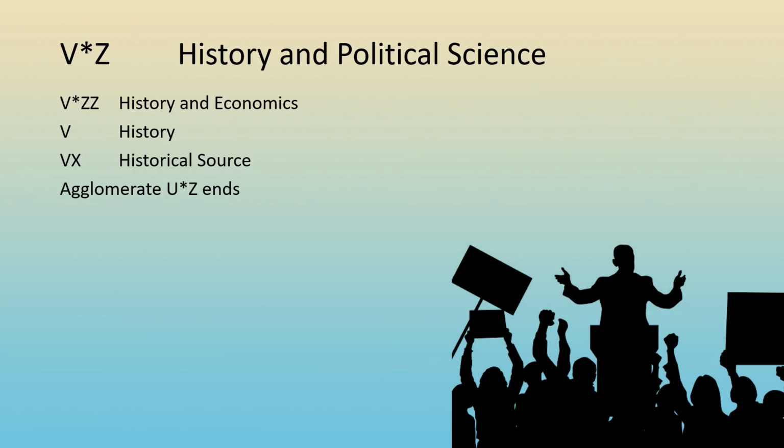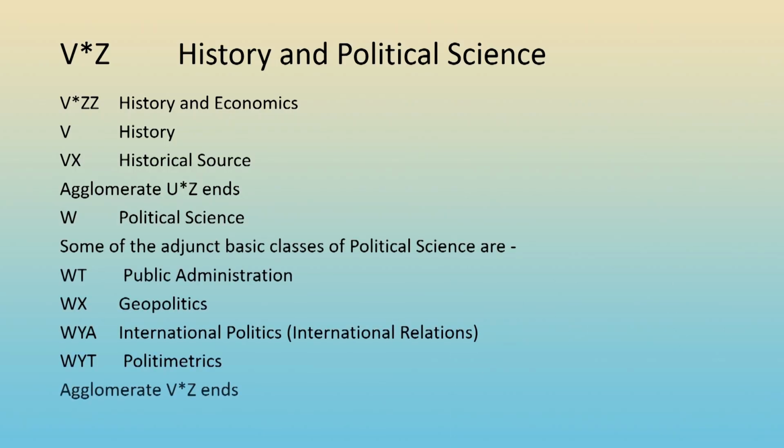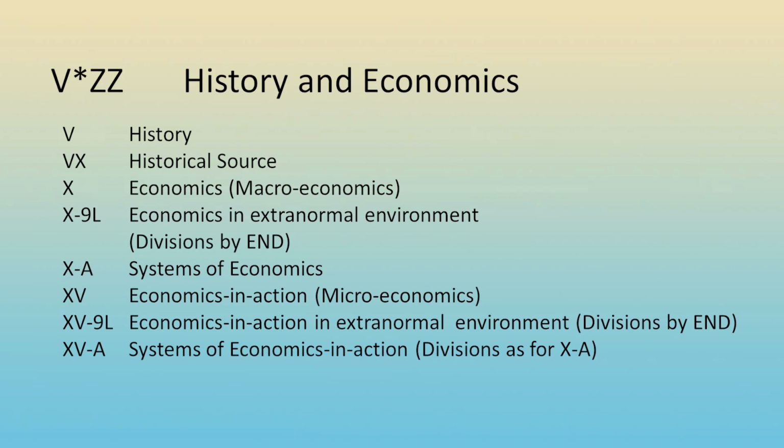Next, agglomerate of history and political sciences is denoted by capital V star capital Z, which in turn includes agglomerate of history and economics V star double Z, and agglomerate and political science, and the adjunct of basic classes political sciences are public administration, geopolitics, international politics or international relations, etc. Again, V star double Z denotes the agglomerate history and economics, including history, economics, and there are different divisions and different component basic subject and adjunct basic subjects.